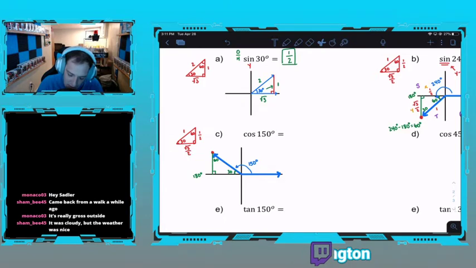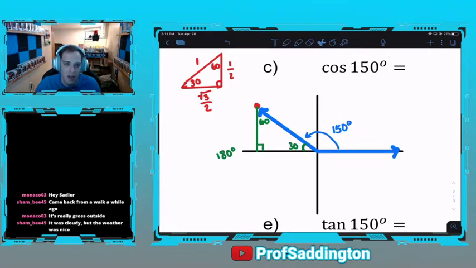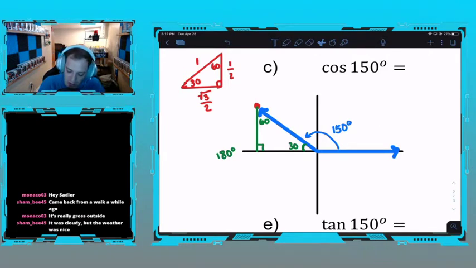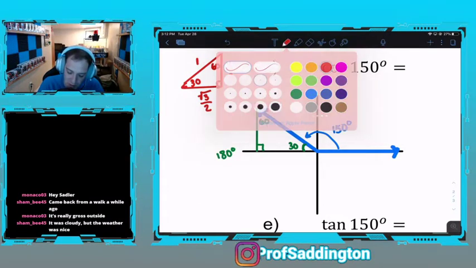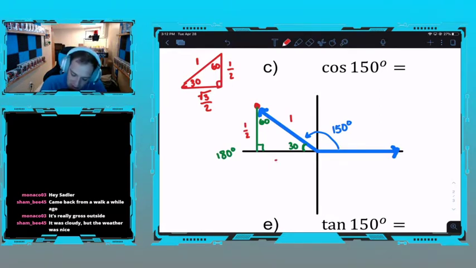So I'm just going to keep writing it down. Obviously, a lot of you guys are going to start memorizing this triangle because you're going to be using it so often. I'm going to keep writing it down for note purposes. You don't have to write it down for every single problem. So again, hypotenuse is 1. Across from the 30 degrees is 1/2. And across from the 60 degrees is radical 3/2.